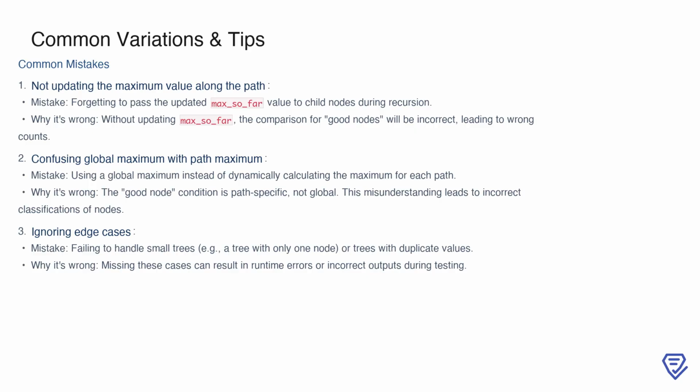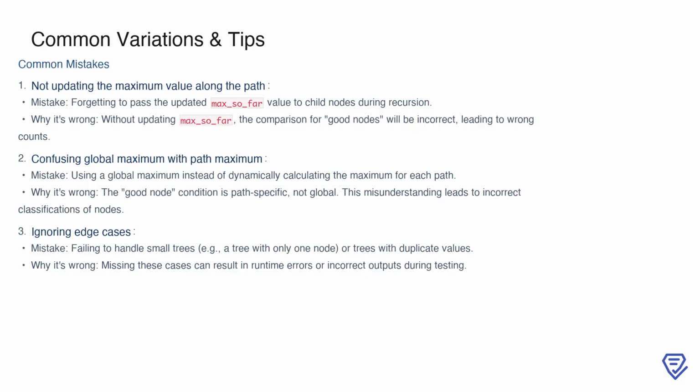Another mistake is confusing the global maximum value with the path-specific maximum. Remember, the condition for a node to be good depends on the maximum value along the specific path from the root to that node, not a global maximum across the entire tree. Misunderstanding this distinction can cause you to misclassify nodes.